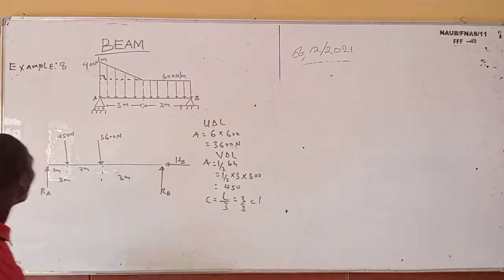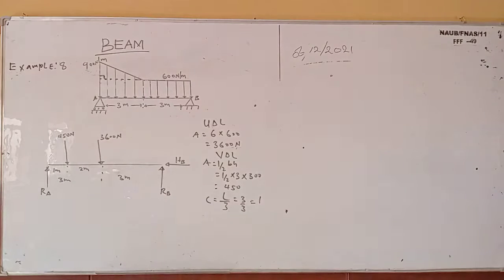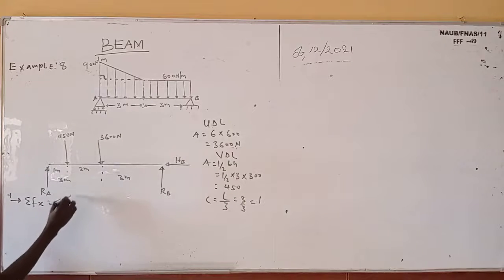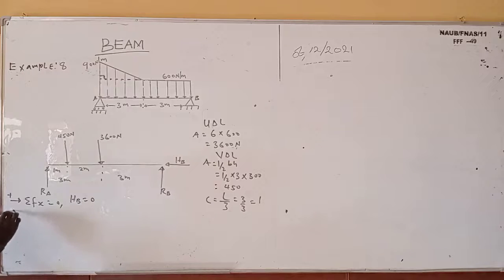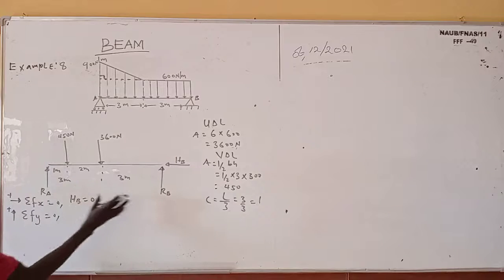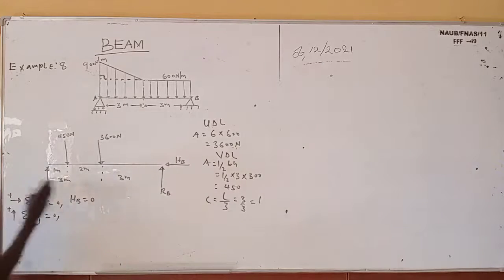So now the next thing we need to do is to take our sum of horizontal forces, which is equal to 0. Then HB will be equal to 0. So let's take our sum of vertical forces, which is equal to 0. So it shows that we have four forces here, and ROA and ROB, they are upward forces. We say let them be positive.